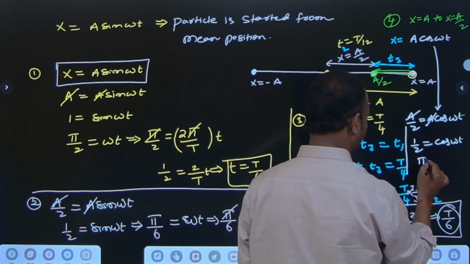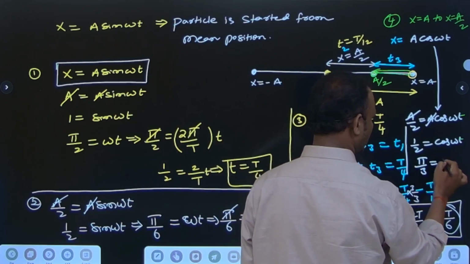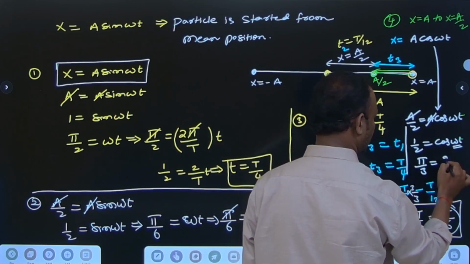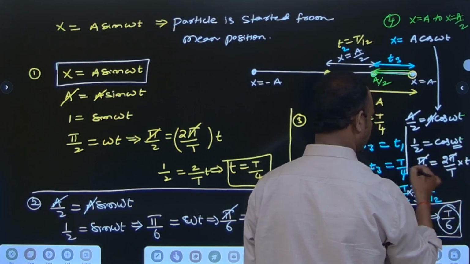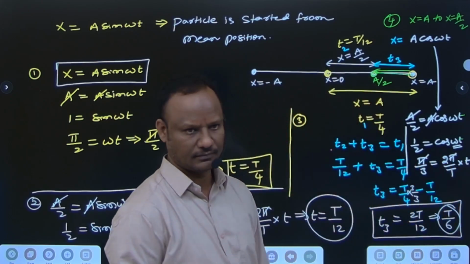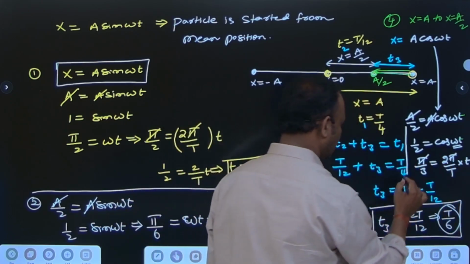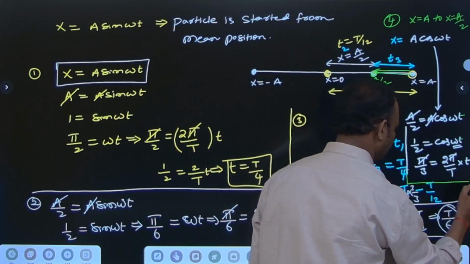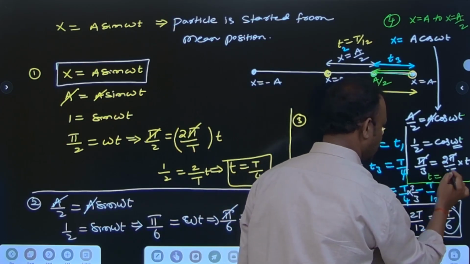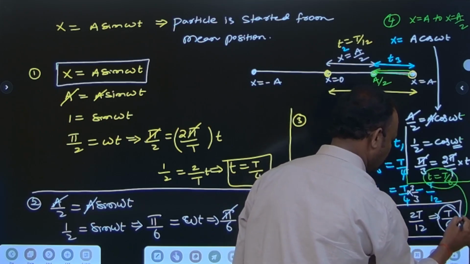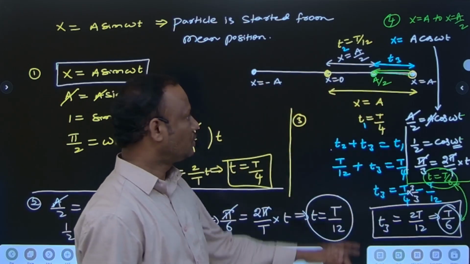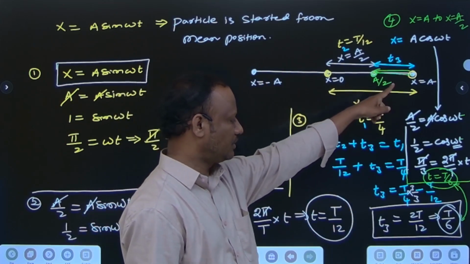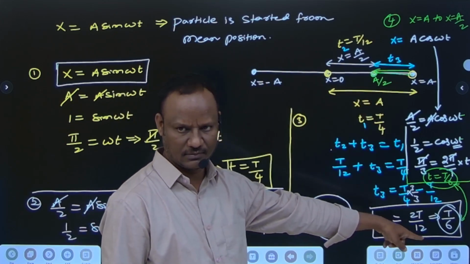This is pi by 3 is equals to omega t. Omega is what? 2 pi by T into t. This cancels. So then this small t is equals to what do you write? T by 6. Are these two equal? Yes or no? So if you use from the mean to extreme, T by 6.